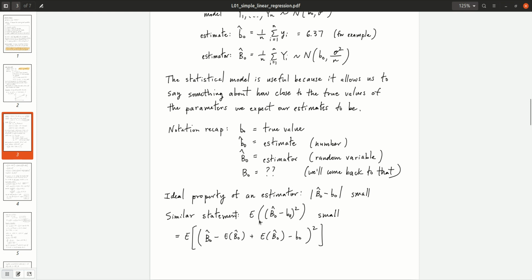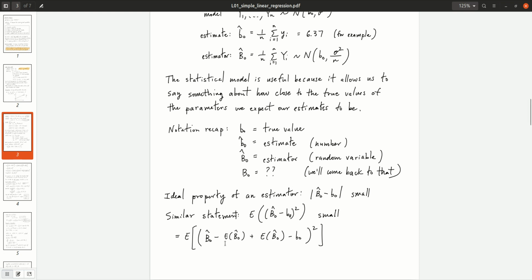By the way, this thing is called a mean square error. So what we're going to do is do some calculations with the mean square error and try to break this down into something that we're more comfortable with. So if I look at this formula for the mean square error, big B0 hat minus b0 squared, we could take this and we can add and subtract the expected value of big B0 hat.